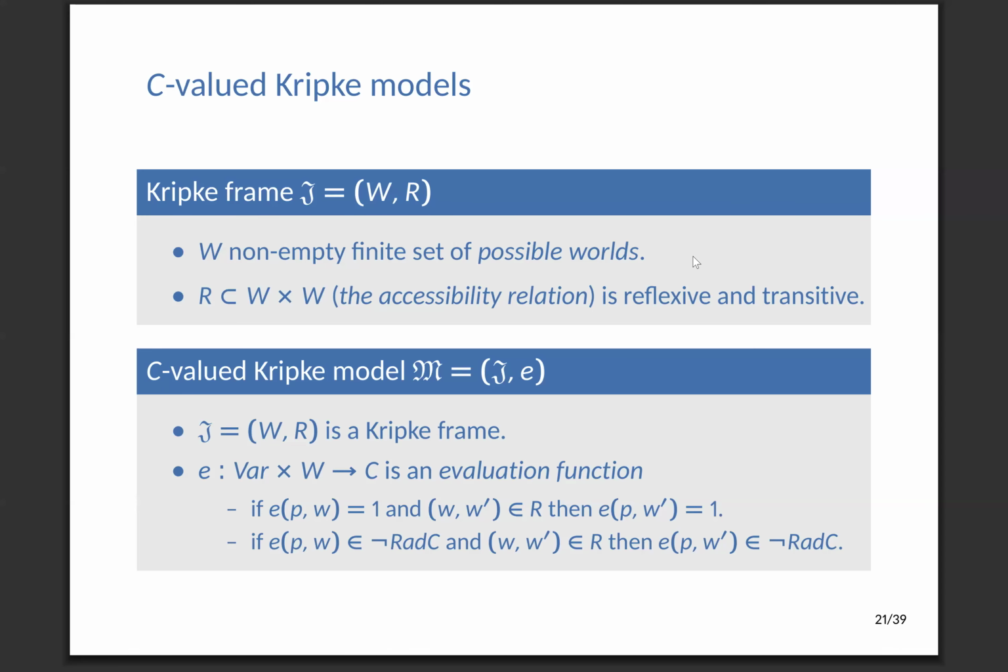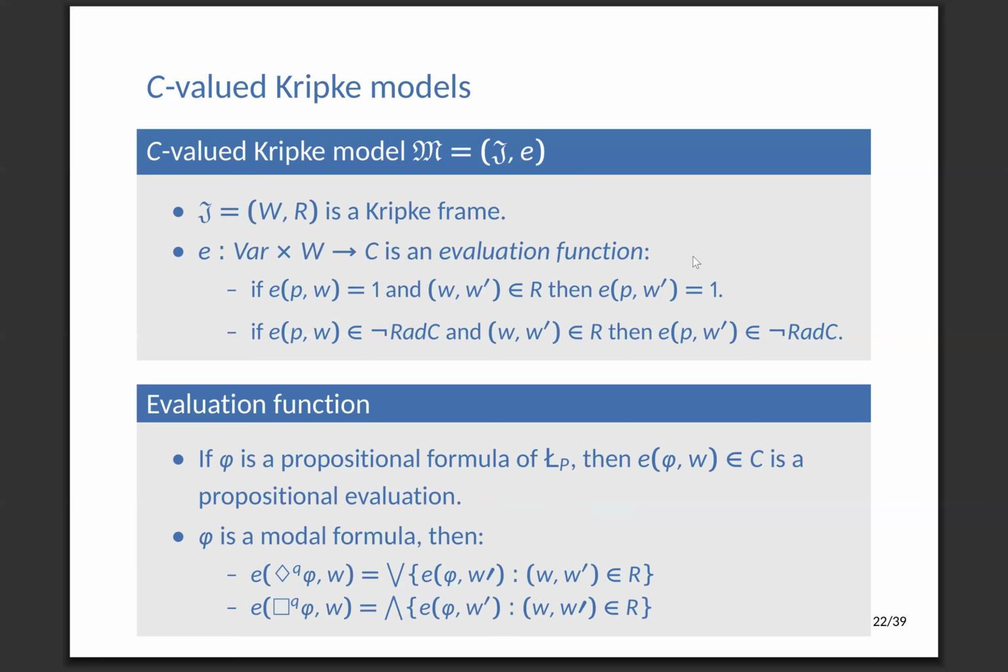It's called the accessibility relation. And we have an evaluation on this frame such that for each propositional variable, if this evaluation is 1, then it should be 1 as well for all of its successors. And the same if the evaluation of this propositional variable is in the negation of the radical, then for all of its successors, the evaluation should also be in the negation of the radical of C. And extending this evaluation for all the formulas of ELP, if phi is a propositional formula of LP, then this evaluation is a propositional one.